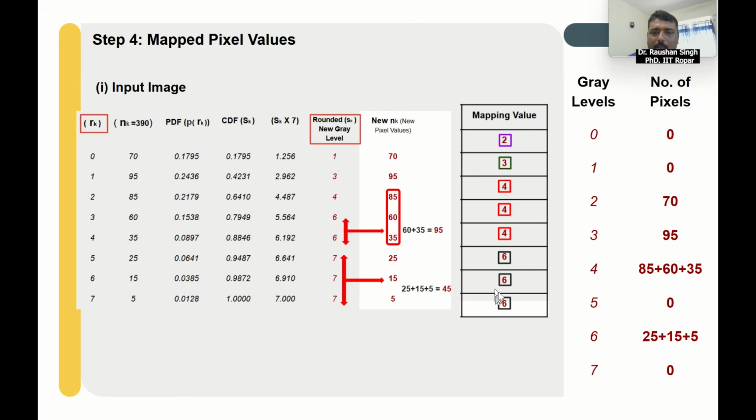Do we have 5 here? No, 5 is not present, so we'll go for 0, and then we'll look for 6. How many times did 6 come? 3 times. So the remaining values will be taken for 6, and it will be 25 plus 15 plus 5, that is your 45 value. And is 7 there? No, in this complete thing 7 is not present.